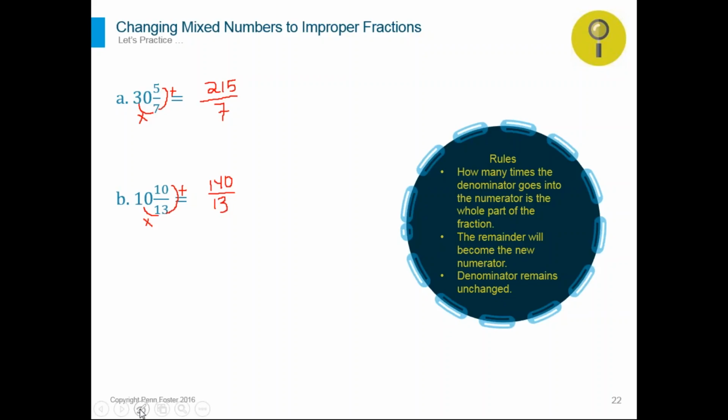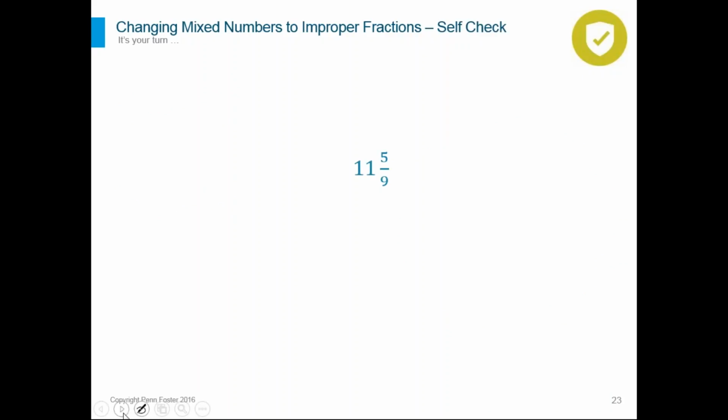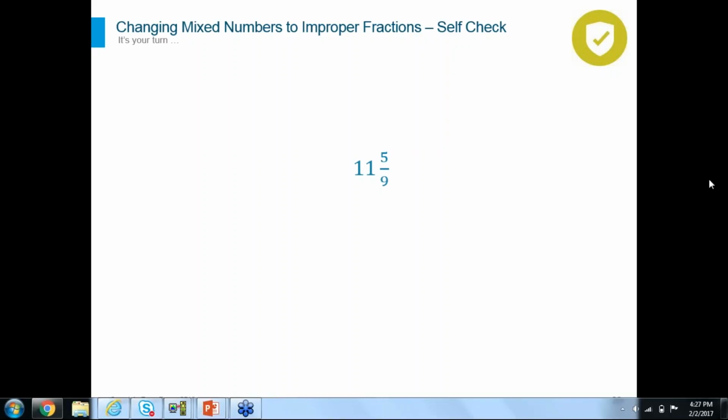Two steps only. Let's do one more self-check on that. 11 and 5 ninths. What would that be if we need to write this in terms of an improper fraction? Here you go.